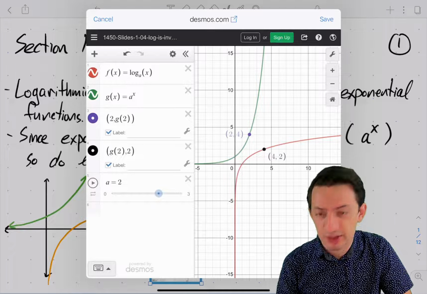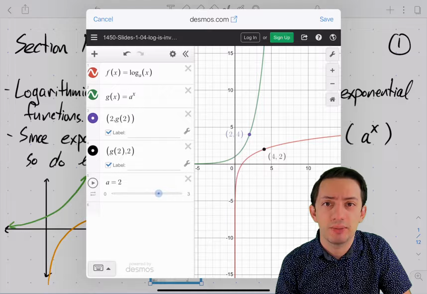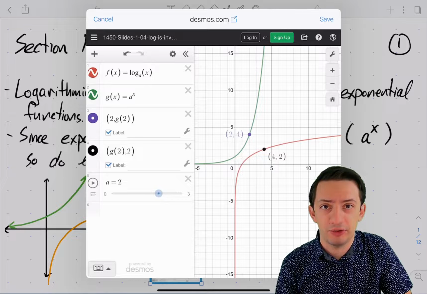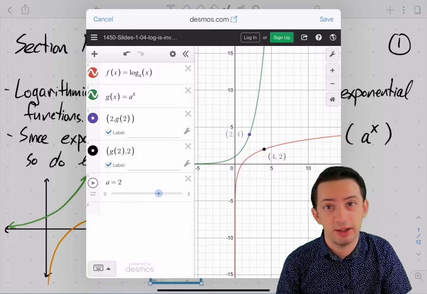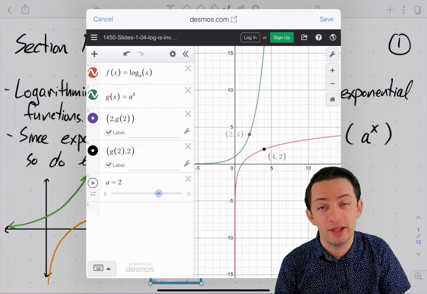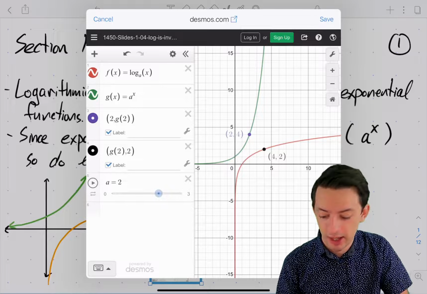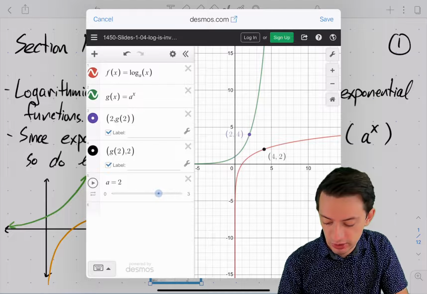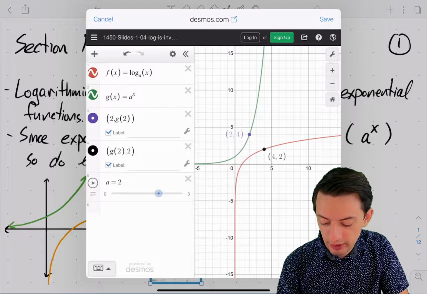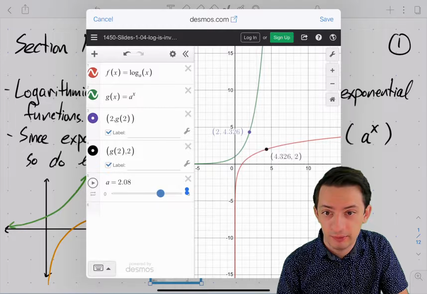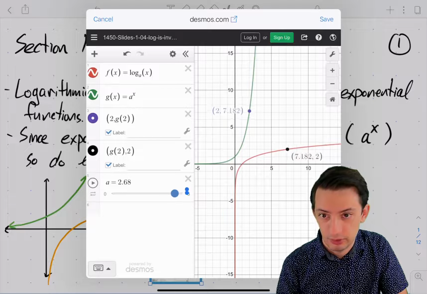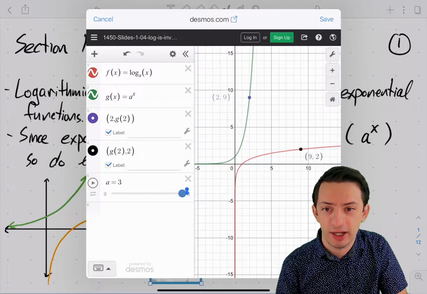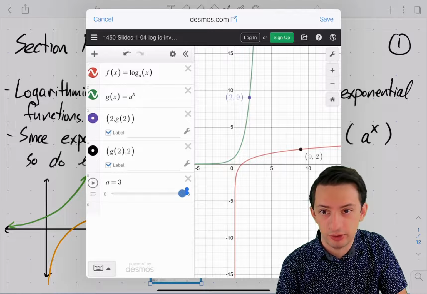And I have the slider bar here. I'm going to change the base of the exponential function. Right now it's 2. I can make it go to the right to 3 to the x and to the left to like 1.5 to the x, or maybe 1/2 to the x. And we'll see how its inverse function changes as well. So we know that if I move this base to the right, the exponential function gets steeper and steeper. And so the point that you're seeing is still at x value of 2, but it's getting larger and larger.